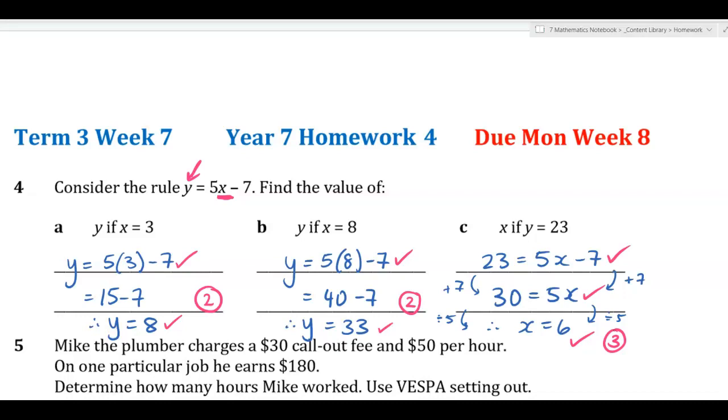All right. Question 5. Mike the plumber charges a call-out fee of $50 per hour. What is a call-out fee? Gabs. Oh, you have a question about the previous one?